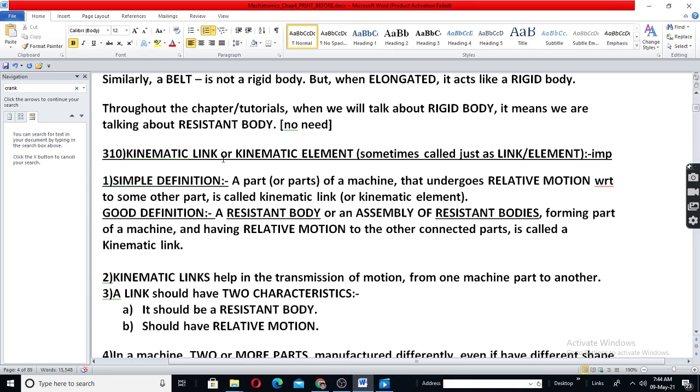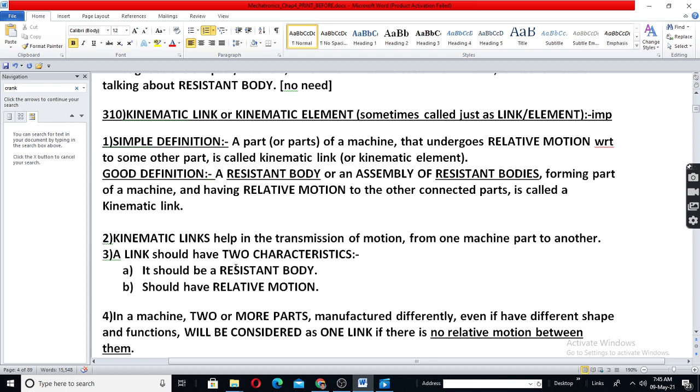A machine consists of lots of links. So, what is a link? It is a part of a machine that undergoes relative motion with respect to some other part without undergoing any deformation. That's all. That is a kinematic link.